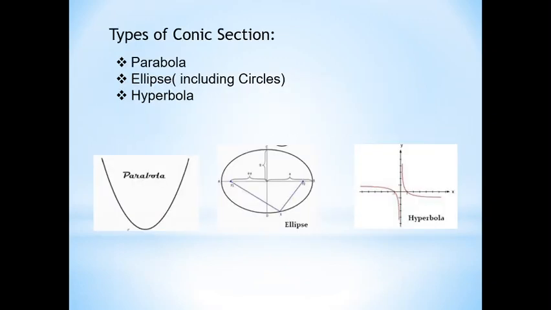So there are three types of conics depending on the number of generators that are parallel to the cutting plane. So the first one is the parabola, the next one is the ellipse. The ellipse includes the circles. And the third one is the hyperbola.